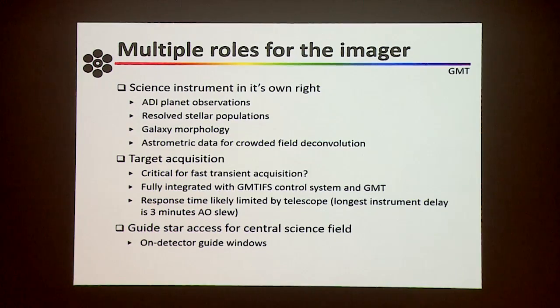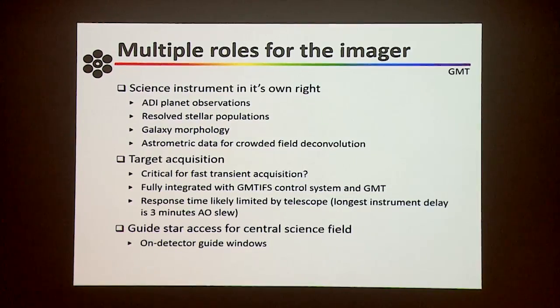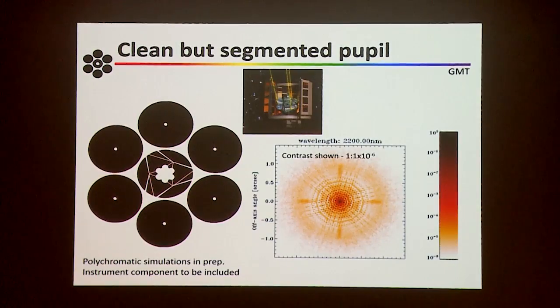That means it's got to be fully integrated with the GMTIFS control system and with GMT. The response time is actually likely limited by the telescope. The slowest part on the critical path for doing acquisition is the 3-minute slew time for the adaptive optics system. The guide star access for the central science field is also important. We're going to have some on-detector guide windows.